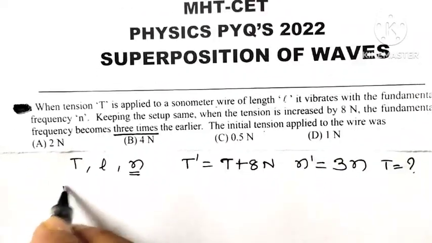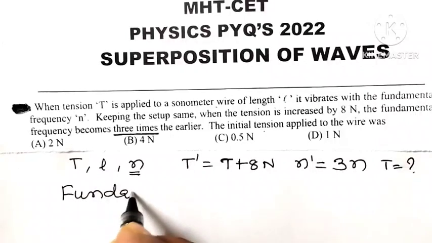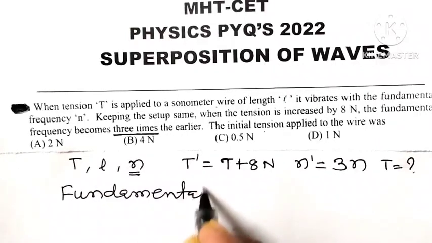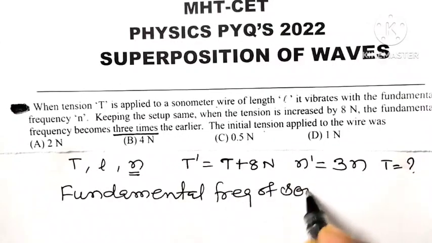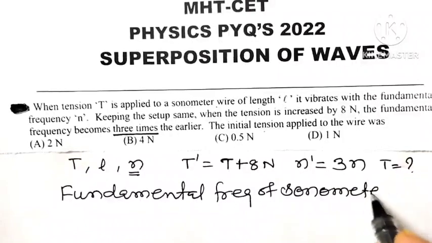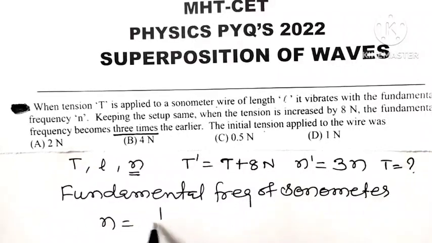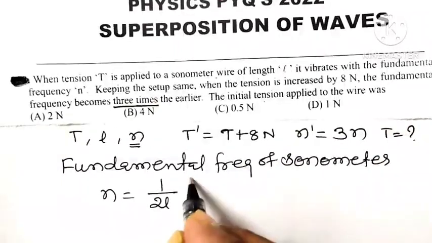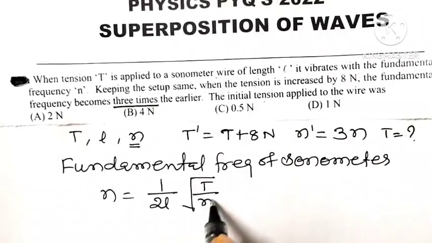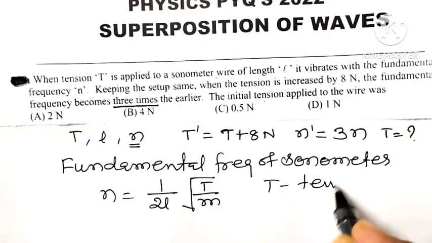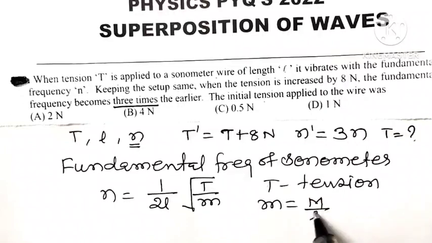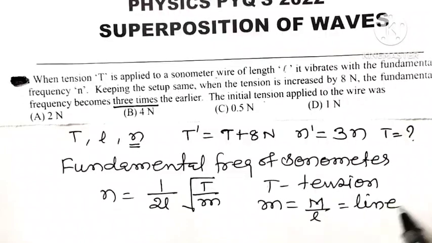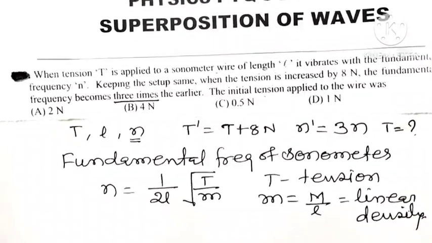Now we know the fundamental frequency of a sonometer. What is the formula for the fundamental frequency of a sonometer? N is equal to 1 upon 2L under root of T divided by m, where T is the tension in the wire, and small m represents the mass per unit length of the wire, also known as the linear density of the wire.